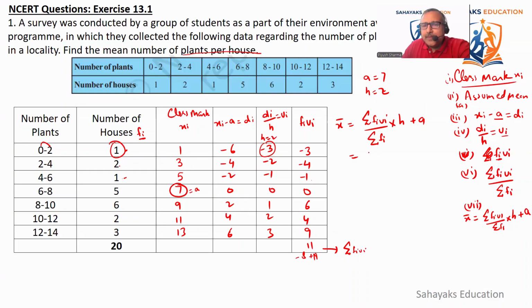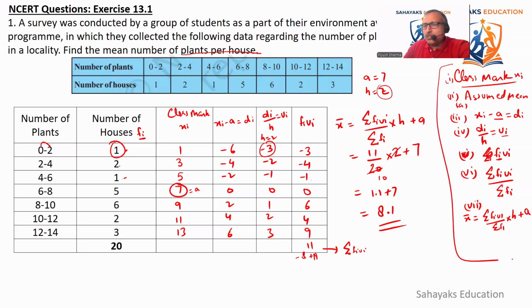So this value comes out to be 11 divided by sigma fi. Sigma fi is 20. Multiply by h, the h we already know, the value is 2. And plus the value a, which comes out to be 7. So 11 by 20 times 2 is 1.1, plus 7. So this value comes out to be 8.1. Is this clear?